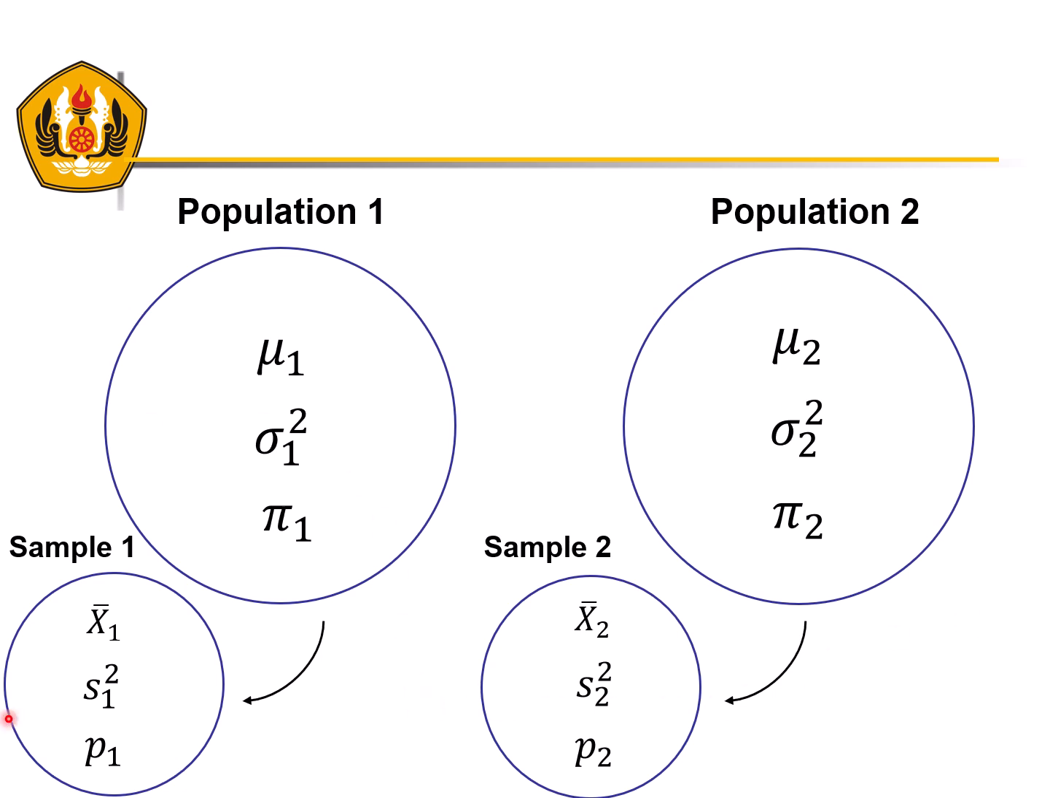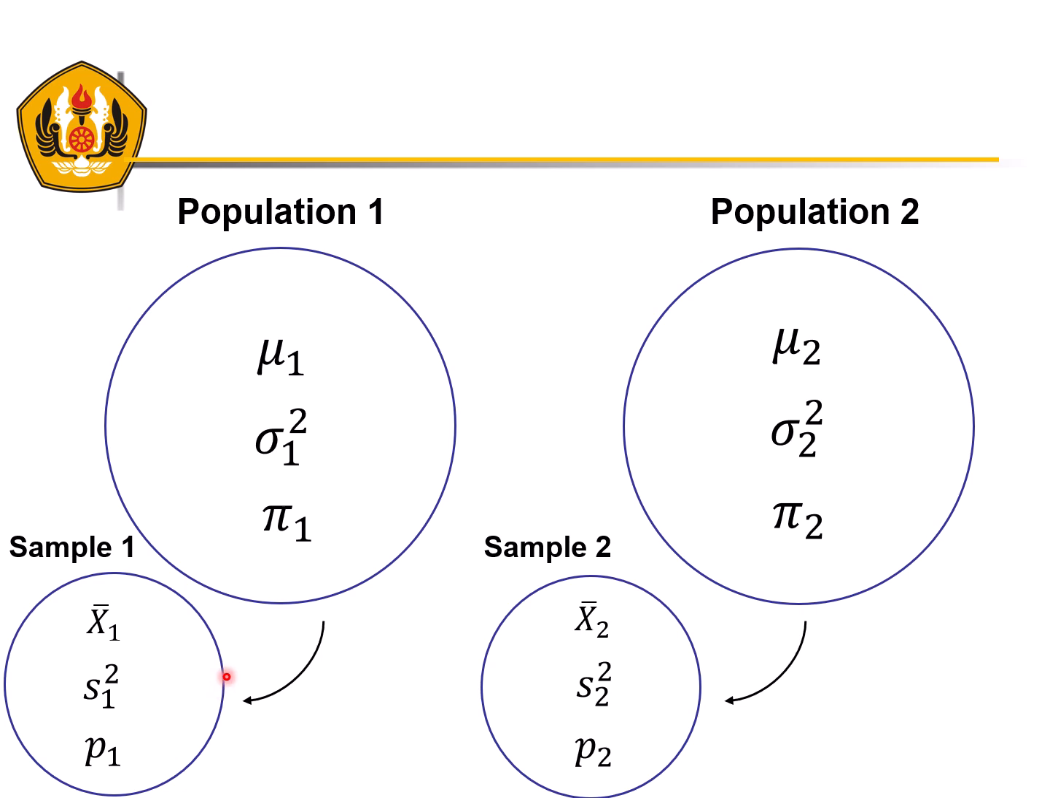Next, we have samples: sample 1 from population 1 and sample 2 from population 2. In this case, population 1 and population 2 are independent, so the samples taken from each population are also independent. Population 1 will be sampled as sample 1 and population 2 will be sampled as sample 2.